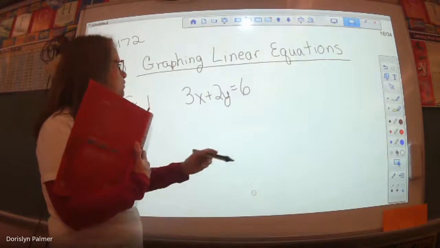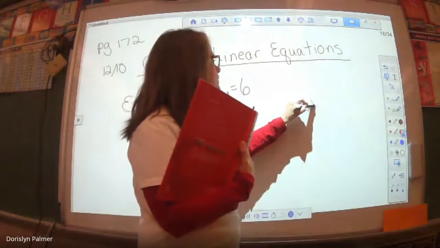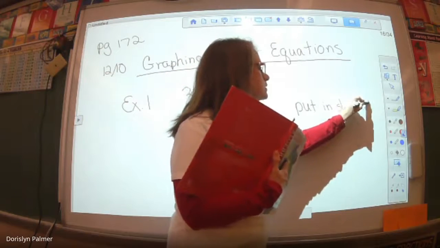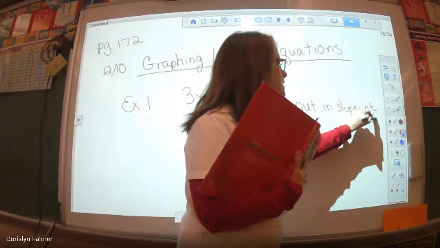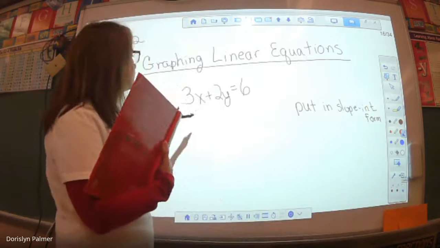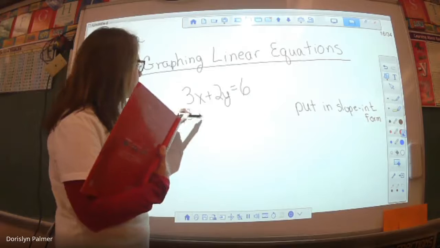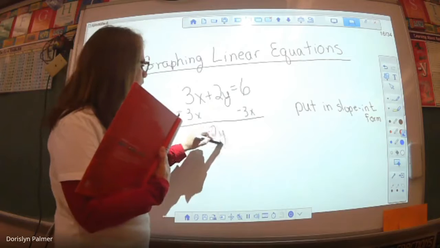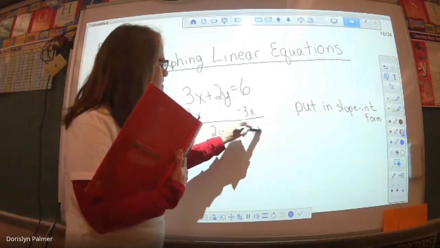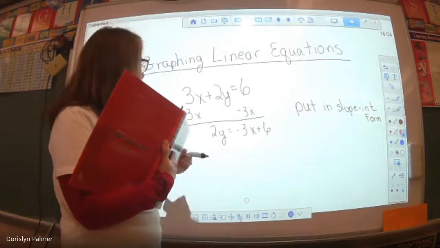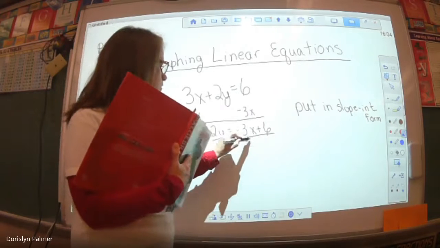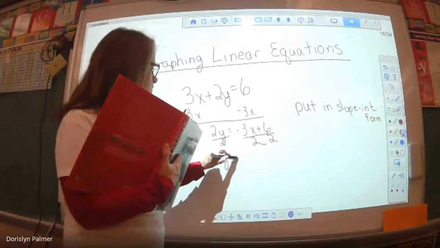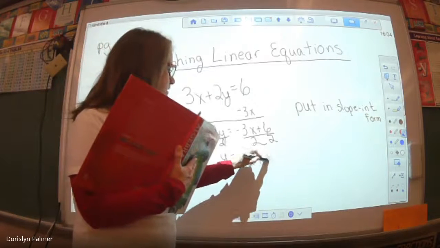So we're going to put in slope-intercept form. Which means we want y on the left and everything else on the right, okay? So we're going to subtract 3x from both sides. And we're going to end up with 2y equals negative 3x plus 6. And then we'll divide by 2. Divide everything by 2. And y equals negative 3 halves x plus 3.